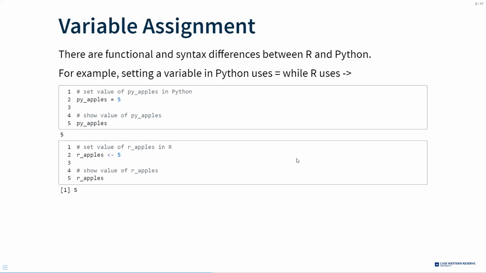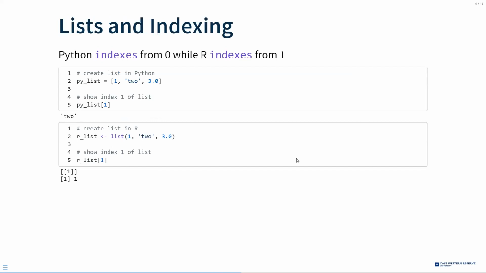However, in Python, you'll want to use an equal sign for assigning a variable a value, whereas in R, you'll want to use that arrow syntax. I think another one, and it's very minor, but very easy to get tripped up over while you're alternating between the two, and something that I've messed up plenty of times: Python indexes from 0 while R indexes from 1.